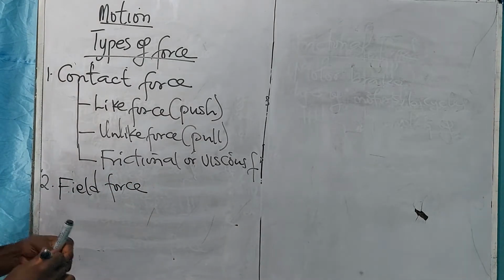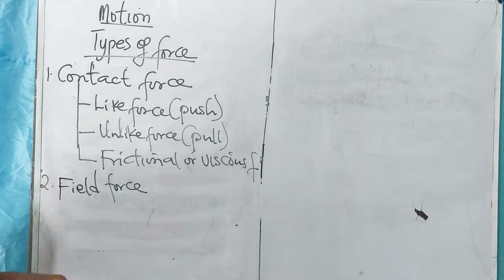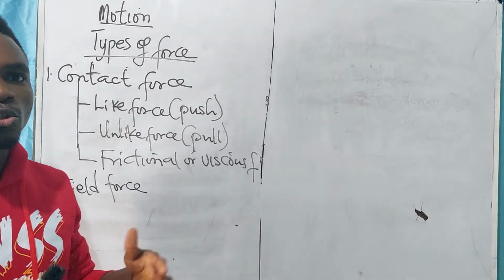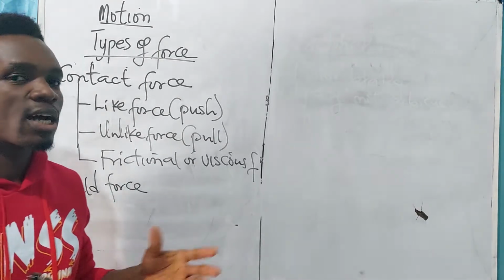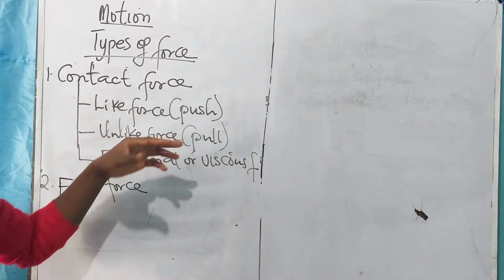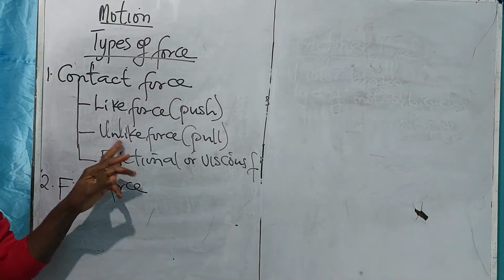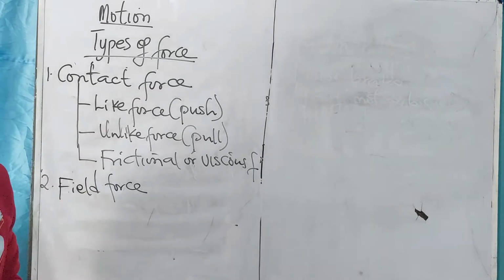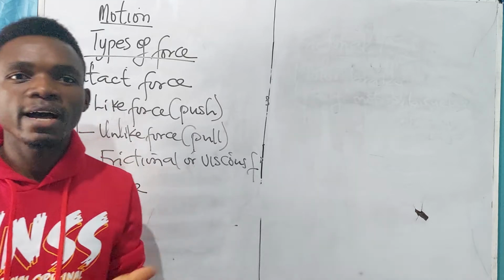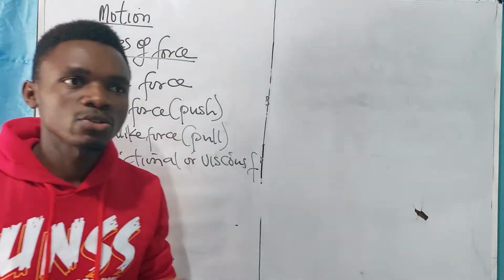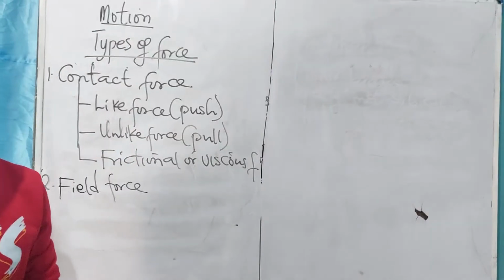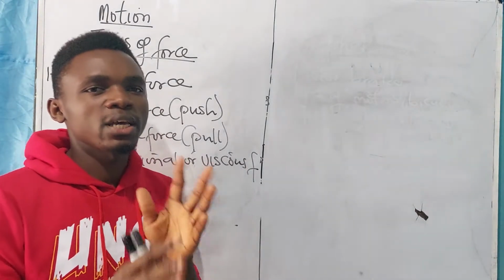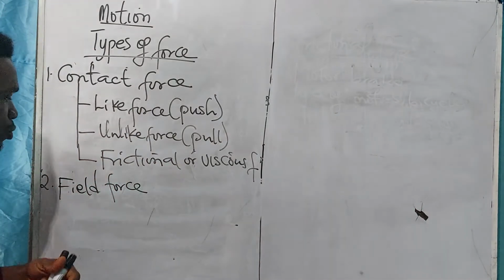Alright, so contact force is a type of force that exists between objects that are in close contact to each other. Alright, they are close, they are near to each other. That is contact force. Like force, push, unlike force, pull, frictional or viscous force. Field force is a type of force that exists in a confined or restricted region. Then as such, the object possesses a force that is as a result of certain physical agencies. All right, so please take note of that.